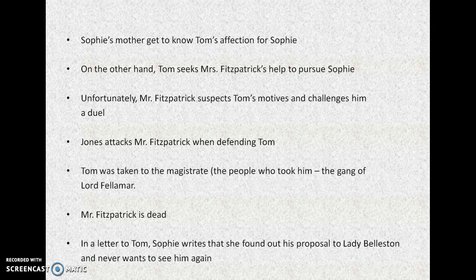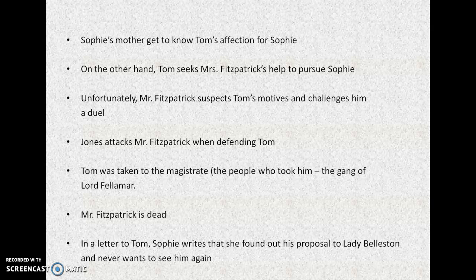The last chapter of the book starts with Tom visiting Mrs. Fitzpatrick. To Tom's surprise, Mr. Fitzpatrick suspects him of wooing his wife. He challenges Tom to a duel. Tom Jones defends himself and attacks Mr. Fitzpatrick. Suddenly, the blame falls upon Tom and he is taken to the magistrate.